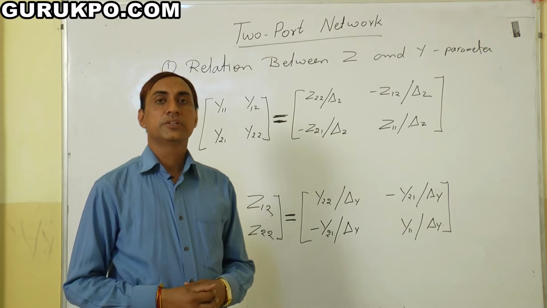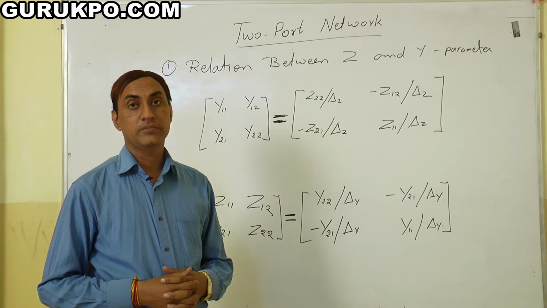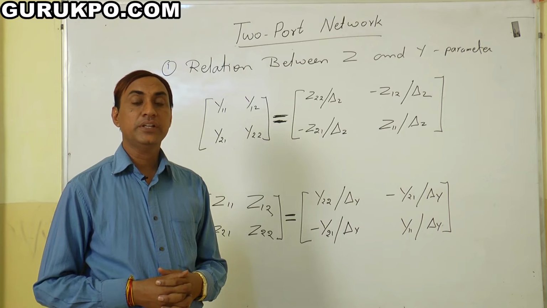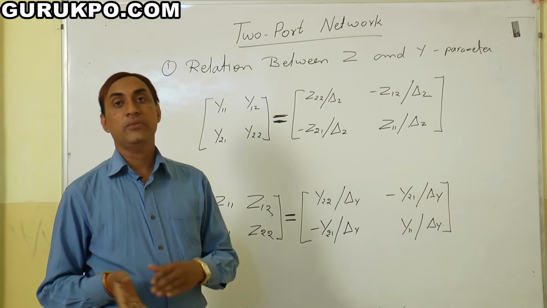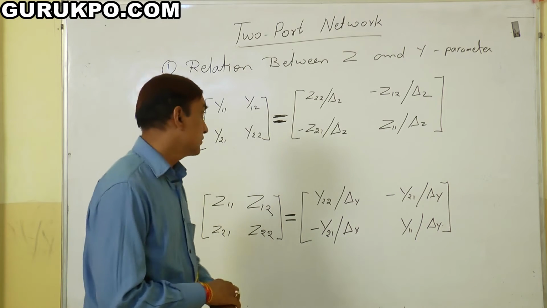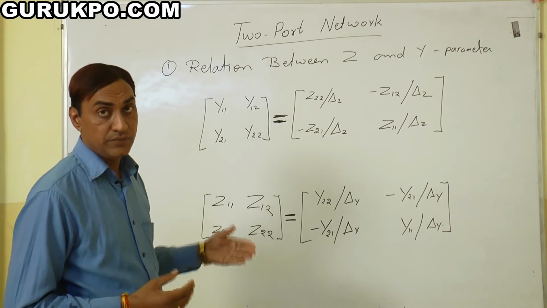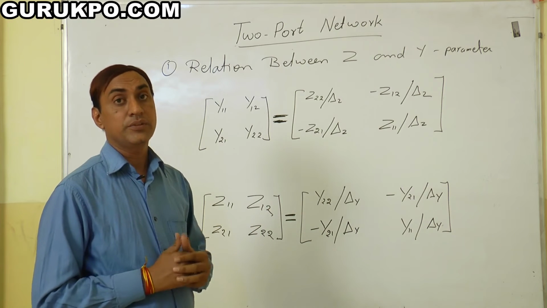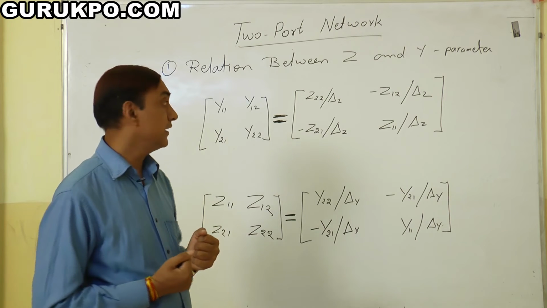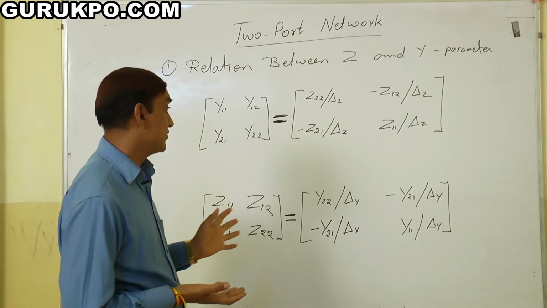Now we are talking about the relation between the Z parameters and Y parameters, because we also require some parameter conversions so that we can convert from Z to Y and Y to Z. This is very necessary for any two-port network. So what is the relation? The relation comes from the previous equations, which we already discussed in the lecture. Using some mathematical tricks, this formula is generated, and finally we get the results.